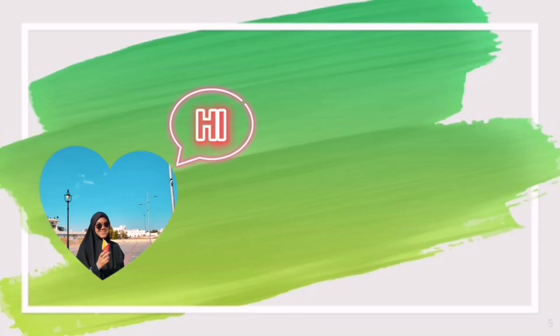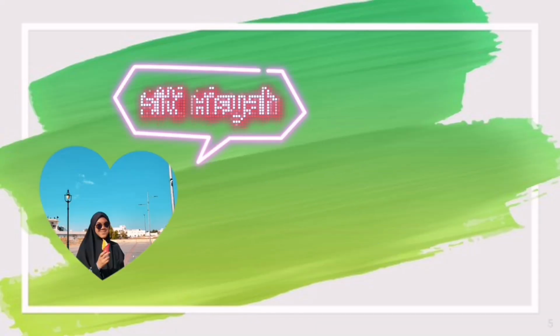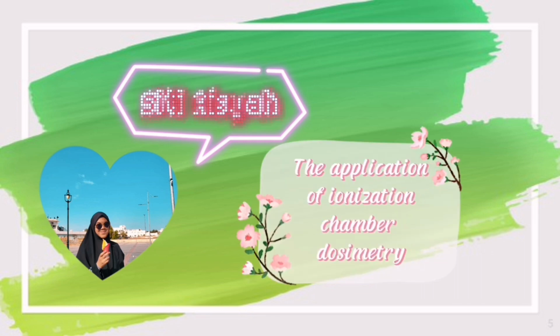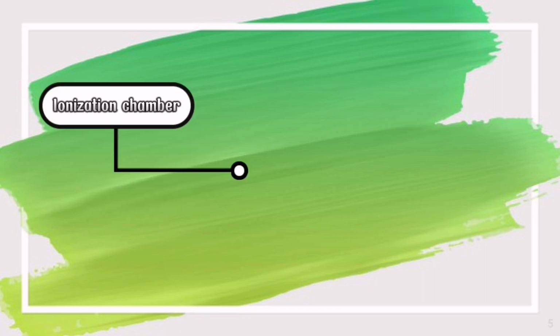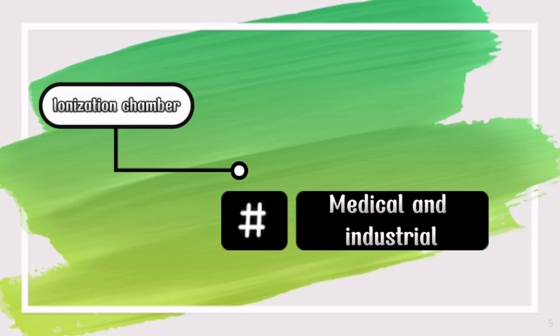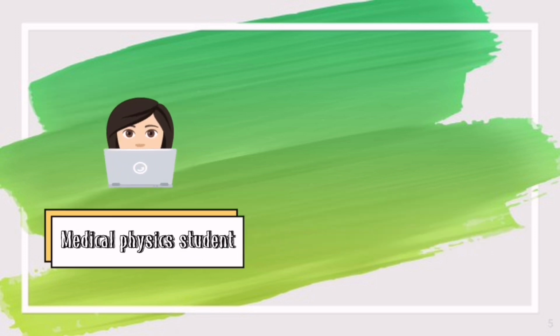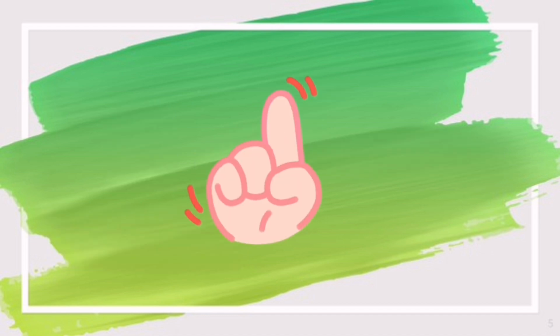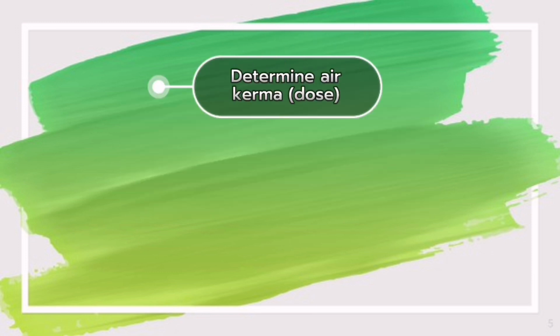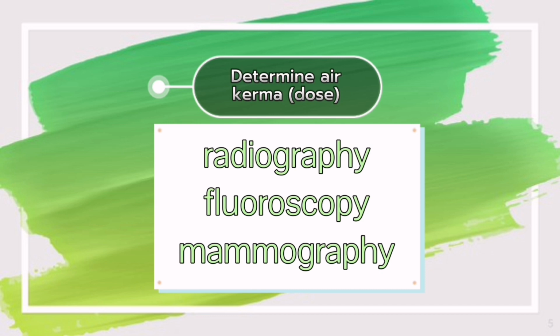Assalamualaikum and hi, I am Siti Aisyah and I would like to further explain about the application of ionization chamber dosimetry. First, I would say that the ionization chamber dosimeter, or IC for short, is widely used for medical and industrial application. As a medical physics student, I would like to touch on the application of IC dosimeter in clinical application. First, IC is commonly used for diagnostic radiology. It has become a tool to determine air kerma or dose, such as for radiography, fluoroscopy, or mammography.